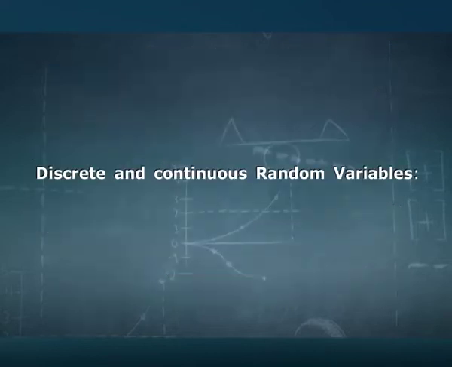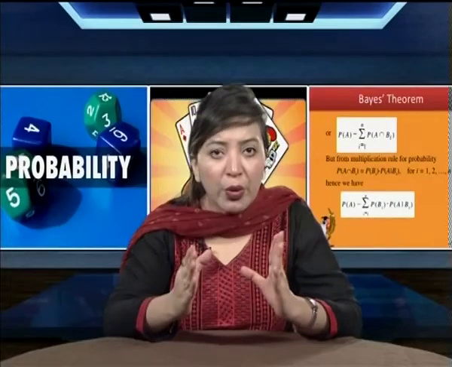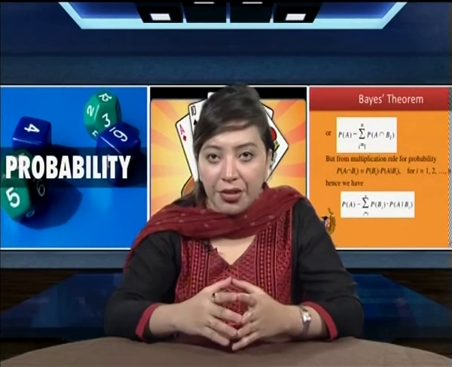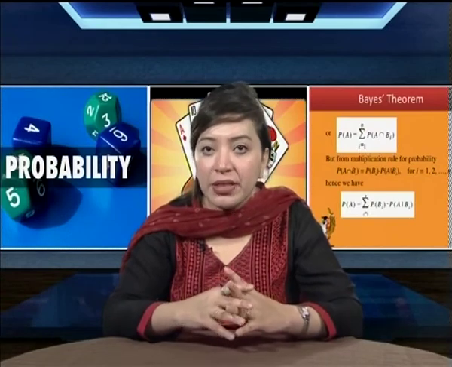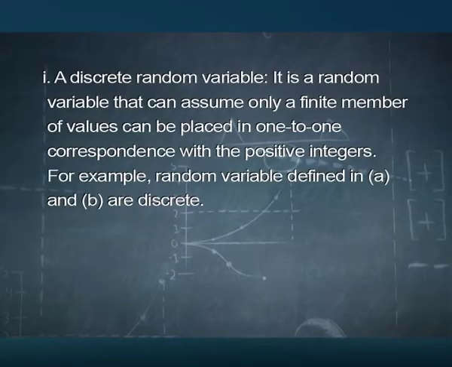So that brings us to the next topic, that is discrete and continuous random variables. So we have two types of random variable, discrete and continuous. Let's see the first one, a discrete random variable. It is a random variable that can assume only a finite number of values, can be placed in one-to-one correspondence with the positive integers. For example, random variables defined in part A and part B are discrete.